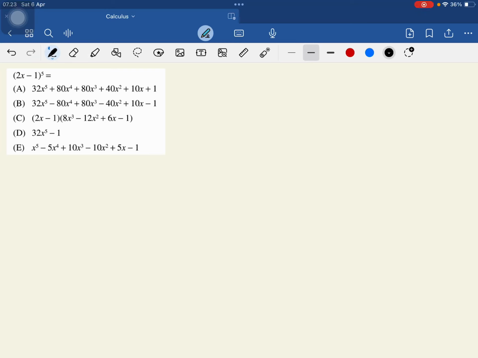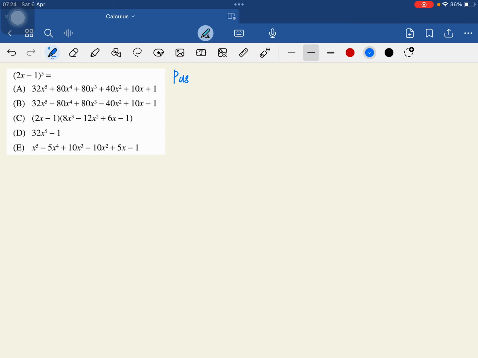Hello everyone, I'm Sovia and here we are going to solve an SAT math problem. The question for today is, we want to expand the result of (2x - 1)^5. Okay, so in here we must remember about Pascal's triangle.